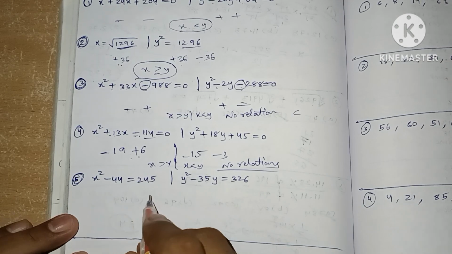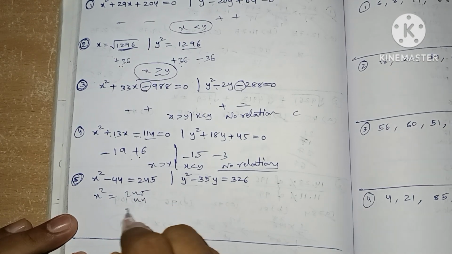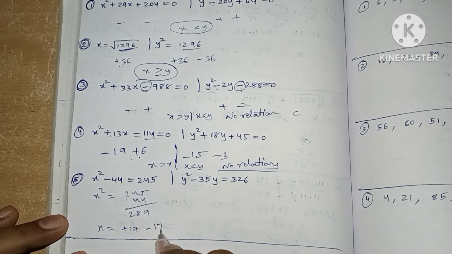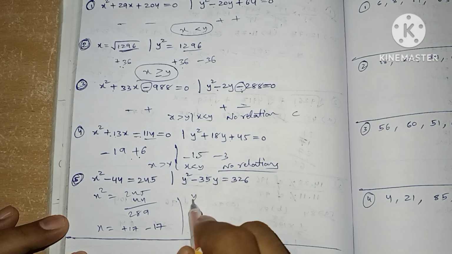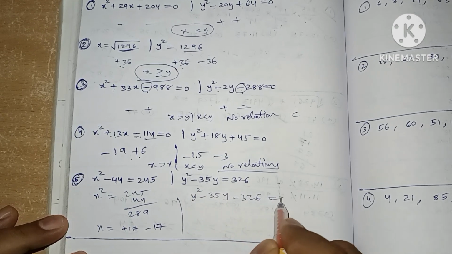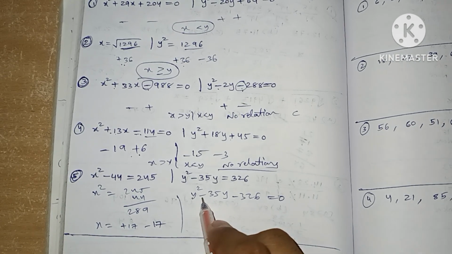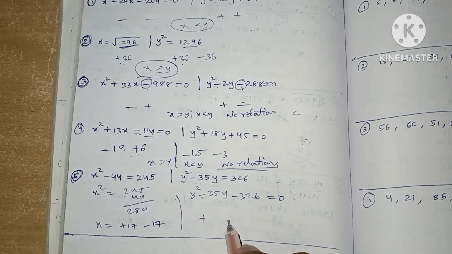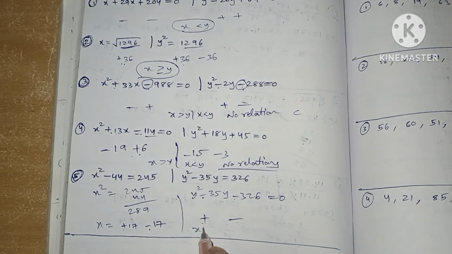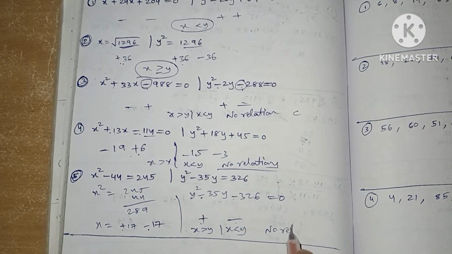Next, fifth question. Here x square value is 245 plus 44, which will be 289. So x value is plus 17 or minus 17. Here y square minus 35y minus 326 equals 0. So in this case also the roots are plus and minus. Here we have plus and minus, here also plus and minus. So x is greater than y and x lesser than y comes here. So there is no relation between these two equations.